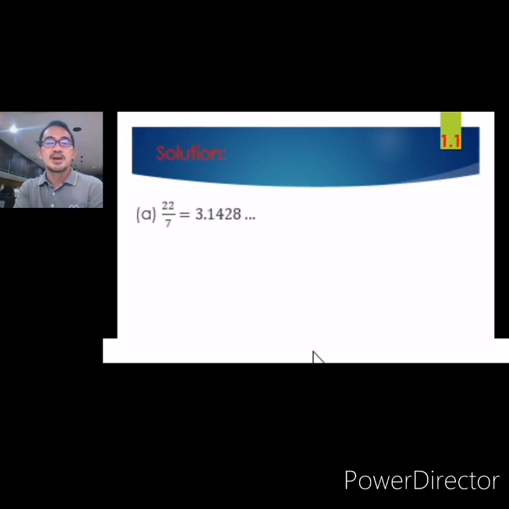Let's have the solution. A. 22 over 7 is equivalent to 3.1428, meaning 22 over 7 is equal to 3.1428 and so on, infinitely. It will not end. There are lots of numbers after the number 8. Therefore, 3.142 is less than 22 over 7, or 22 over 7 is greater than 3.142. So either of the two could be your answer.